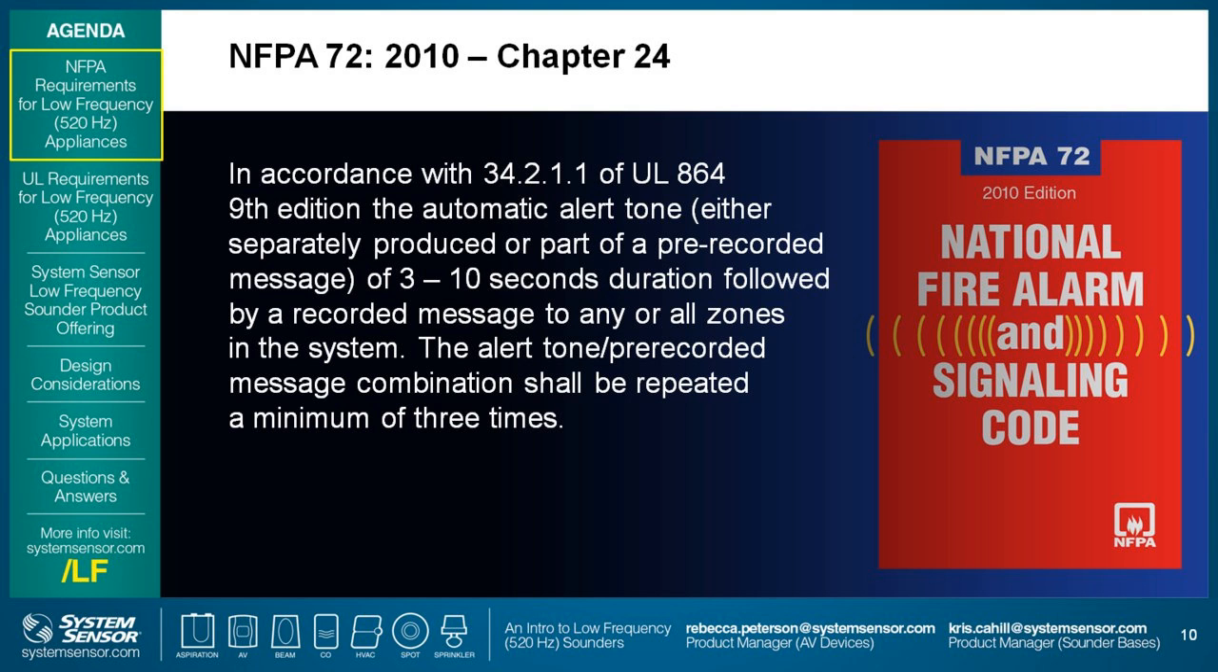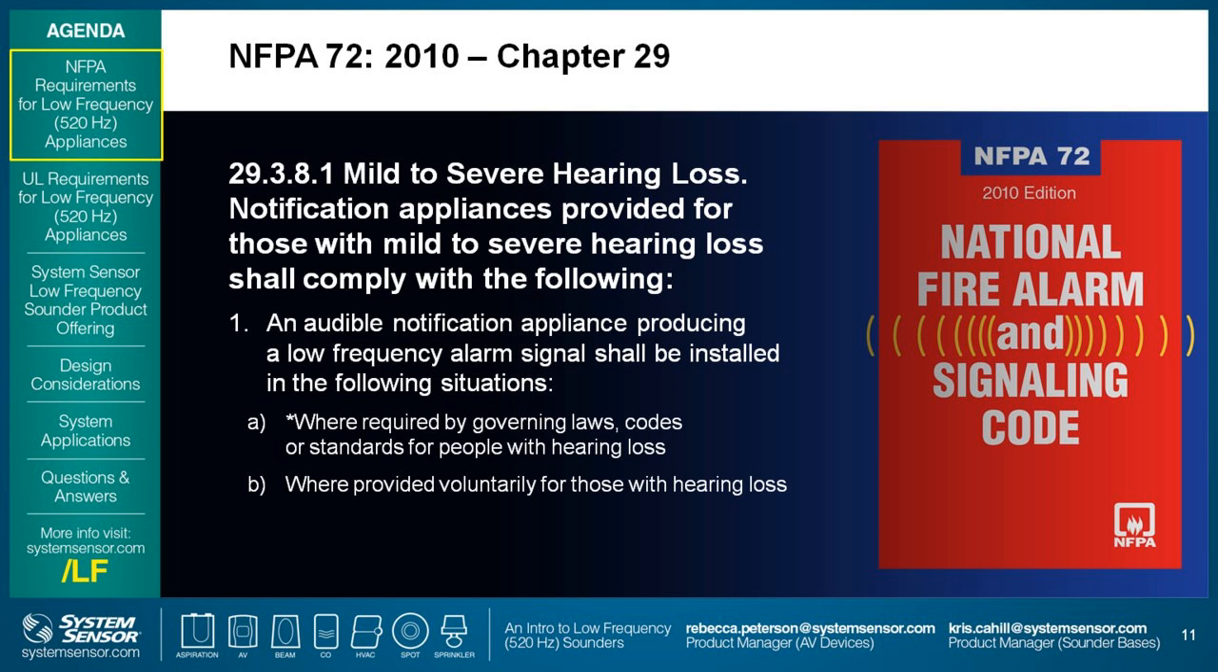The last chapter, oh, sorry, this is a duplicate slide. The last chapter in the 2010 edition that was impacted is Chapter 29. Now, Chapter 29 addresses occupancies that are required to install smoke alarms for single and multiple station household fire alarm systems. Now, this chapter took a different stance, and they're only requiring the low-frequency alarm signal in sleeping spaces where you have some sort of a law or a code, or if an individual chooses to provide a means for occupants that have declared themselves as having some sort of mild to severe hearing loss.